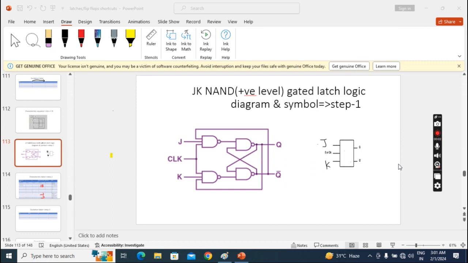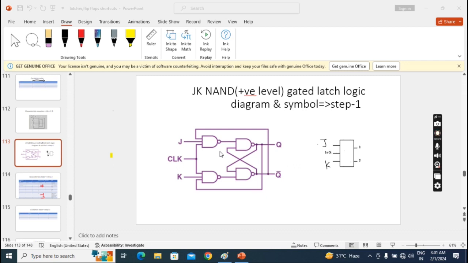In this lecture we'll discuss the JK latch, nothing but the JK gated latch. There are no non-gated latches in JK. First we'll discuss the positive level. This is the diagram. We can get this diagram from SR only.